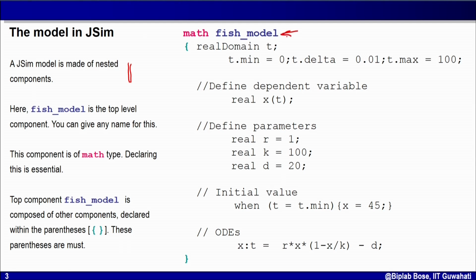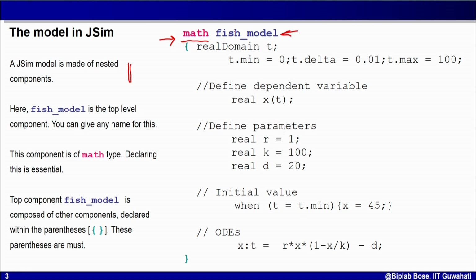It is the name of my model that I have given. You could give any other name. Now each component of a JSim model has a particular type. For example, the model that we are doing is a mathematical model and its name I have given as fishmodel. So I will denote it as math type as shown here. So you have to write math so that the JSim compiler can understand this is a mathematical model and it has to use all mathematical library functions that it has.